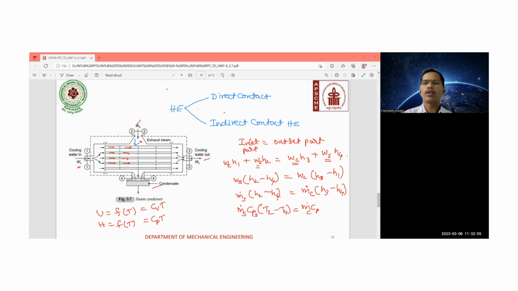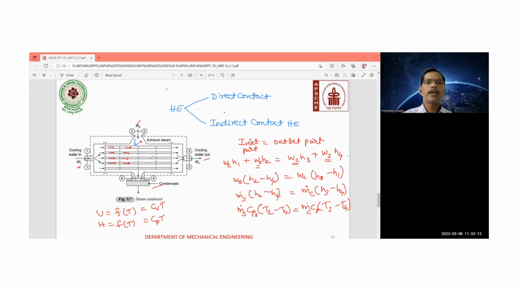And this is going to be mentioned, right? Specific heat of the cold fluid is 4.186 kilojoule per kg into (T3 minus T4), because enthalpy is a function of temperature. So you can use this particular relation in order to solve this problem.